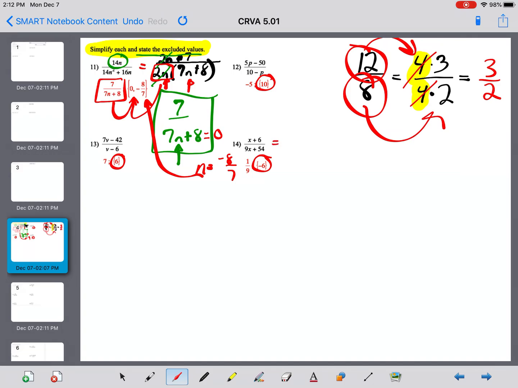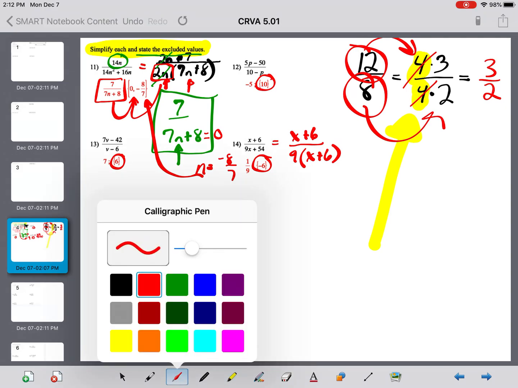Number 14, on top I can't factor that at all, so I'm just left with x plus 6, but on the bottom I can factor out a 9. So then it would be 9 times x plus 6. Like up here in yellow, we have that common factor of the top and the bottom.